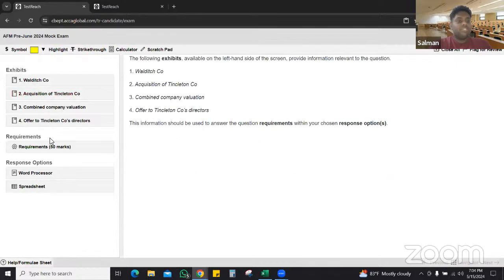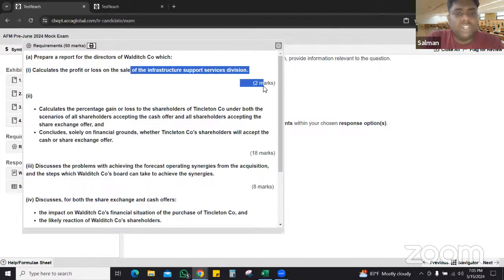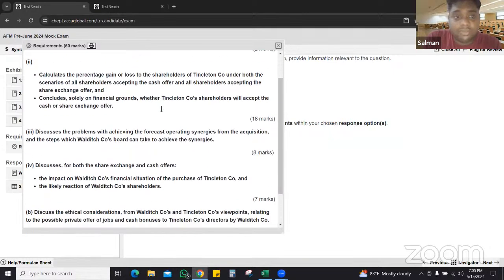And in terms of section A, the requirement was to prepare a report. The report can take a simple format: to, from, subject, date, and then make sure each paragraph is relevant. Introductory paragraph, the body should have subheadings, and then you have a final conclusion. Calculate the profit or loss on the sale of the infrastructure support division, 2 marks, so it should be a basic computation. Not cash flow, it's profit or loss.